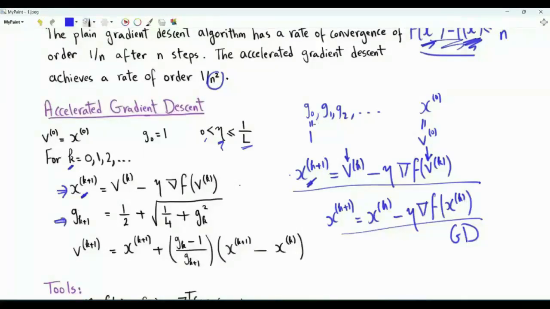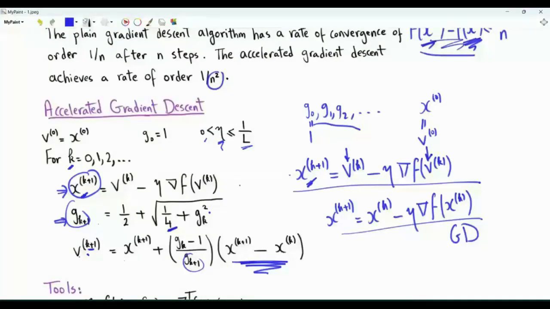We first update the sequence of scalars. G k plus 1 is equal to 1/2 plus the square root of 1/4 plus gk squared. Using this, we update vector v. V k plus 1 is x k plus 1 plus x k plus 1 minus x k times gk minus 1 over g k plus 1. V of k plus 1 is some linear combination of x of k and x of k plus 1. The linear combination depends on gk and gk plus 1.